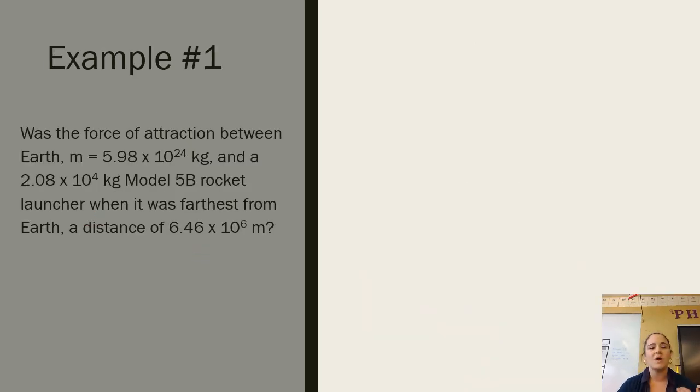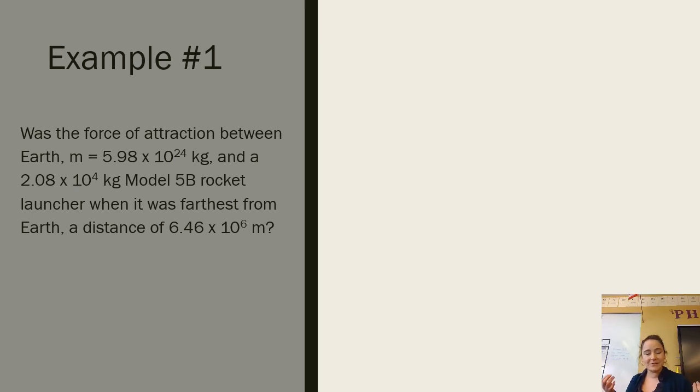Okay, so what is the force of attraction between Earth, mass of Earth, and a 2.08 times 10 to the 4th kilogram Model 5B rocket launcher? This is the rocket launcher that was accidentally launched into space during a recent rocket launch, and it didn't get launched completely to orbit, but pretty close to a near-Earth orbit. And because it wasn't far enough, it's not designed to stay in orbit, it ended up crashing into Earth.